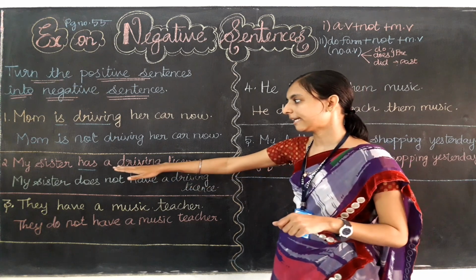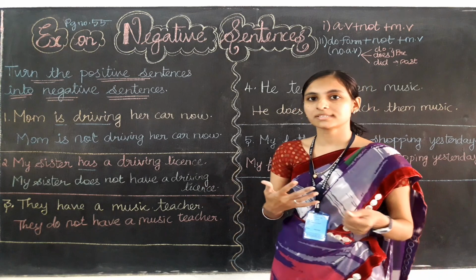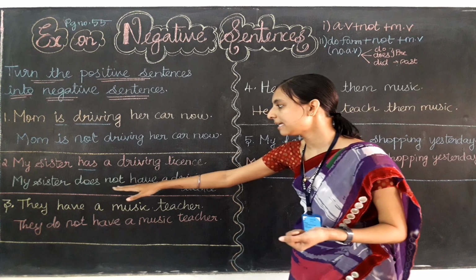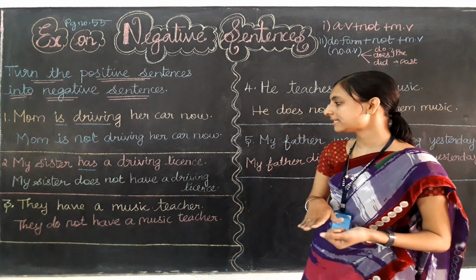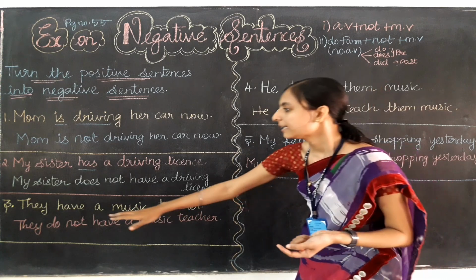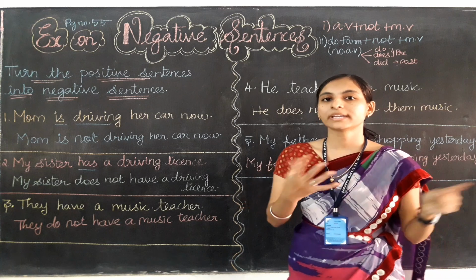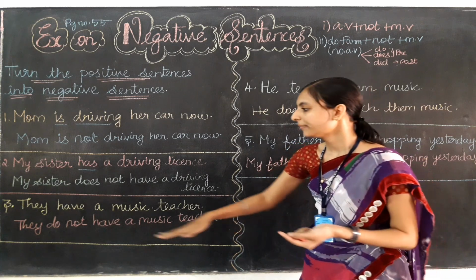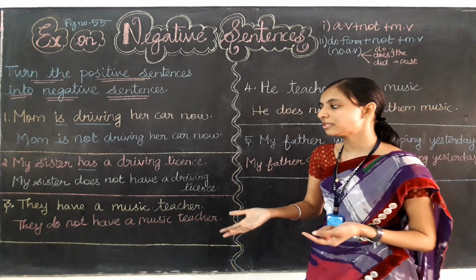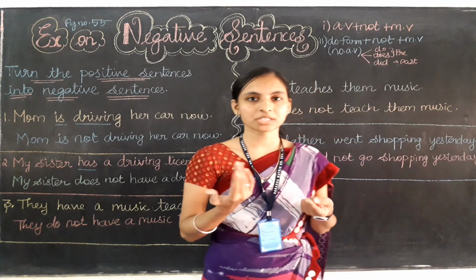Okay. The second one, my sister has a driving license. Negative sentence, my sister does not have a driving license. Okay. Third question, they have a music teacher. Okay. The negative sentence will be they do not have a music teacher.